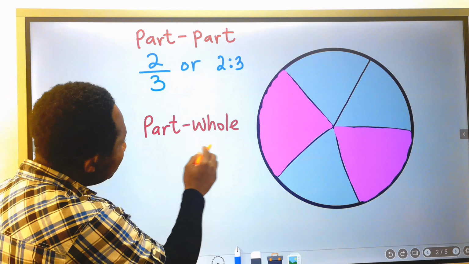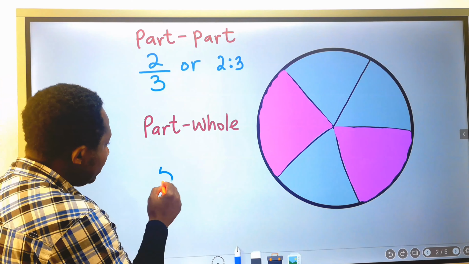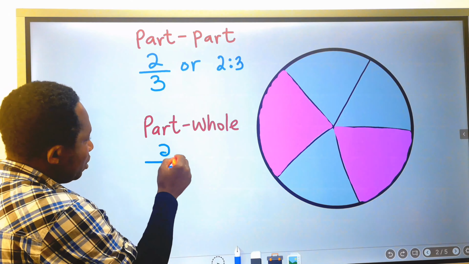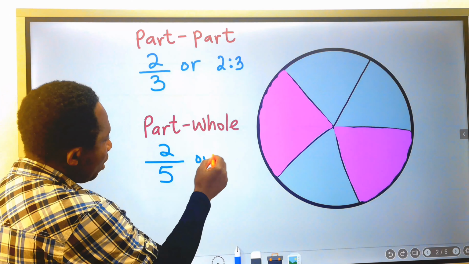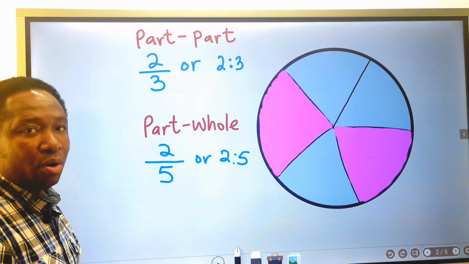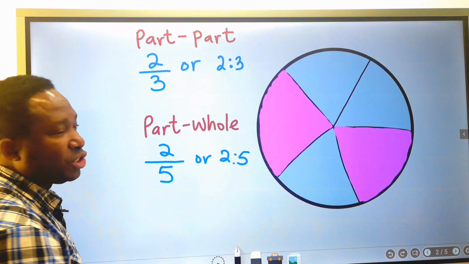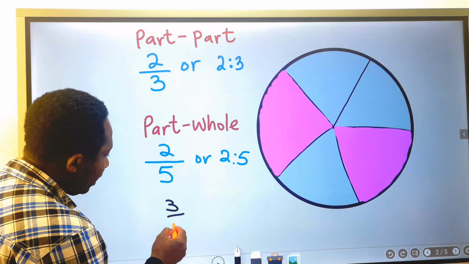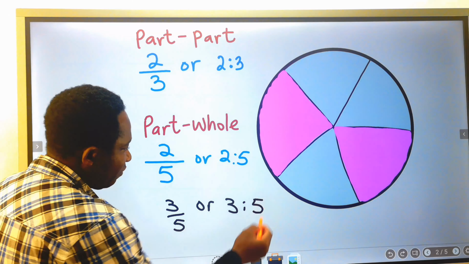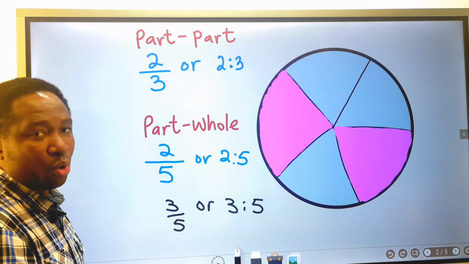However, for part-to-whole, it must consider the 5 at the denominator, and at the numerator, 2 parts were shaded. And here we are going to have 2:5. Also, part-to-whole could consider the remaining unshaded portion, which is 3:5, or we can represent it in this form. This and this are simply part-to-whole.